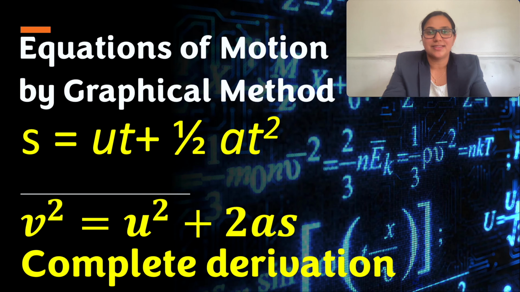In the last class, we derived an important equation of motion, that is v = u + at, also known as the velocity-time relation. Today, we are going to derive two other important equations: s = ut + ½at², also known as the position-time relation, and v² = u² + 2as, also known as the position-velocity relation.